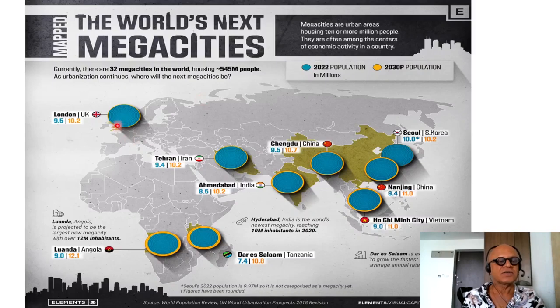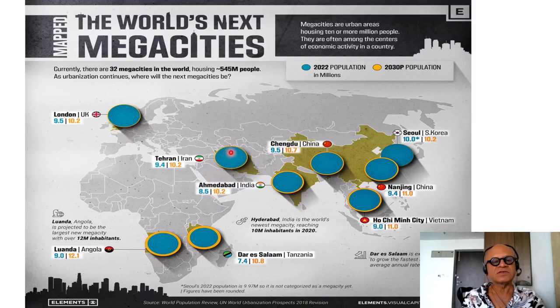London, UK, going from a 2022 population to a 2030 population of 9.5 to 10.2, so crossing into the 10 million threshold. Tehran going from 9.4 to 10.2 by 2030, becoming a megacity. Luanda, Angola, projected to be the largest new megacity with over 12 million inhabitants, going from 9 million in 2022 to 12.1 million. Ahmedabad, India, 8.5 to 10.2.